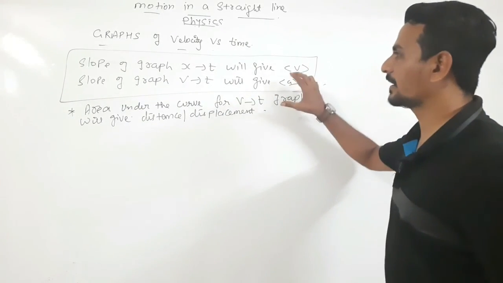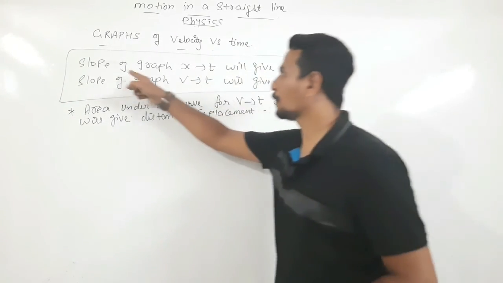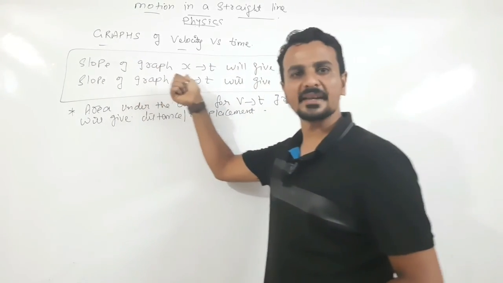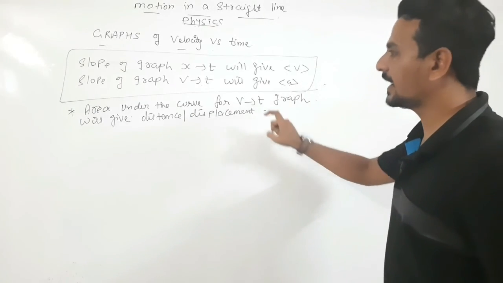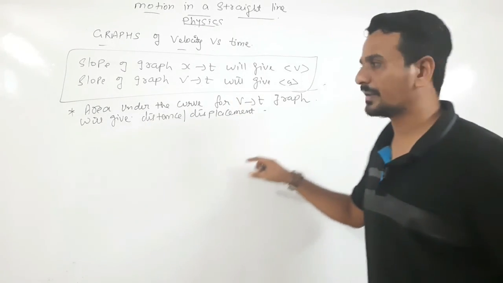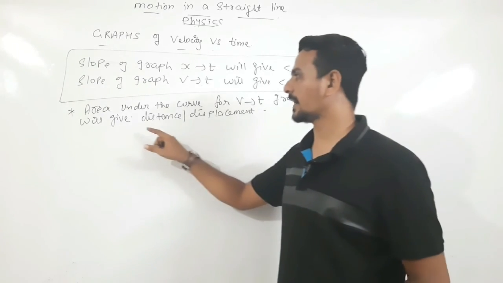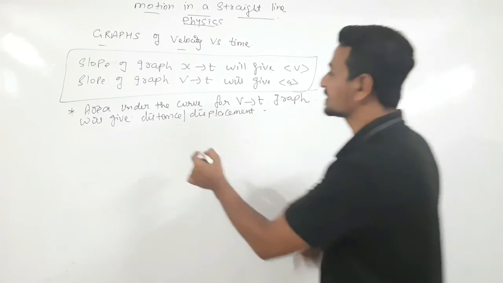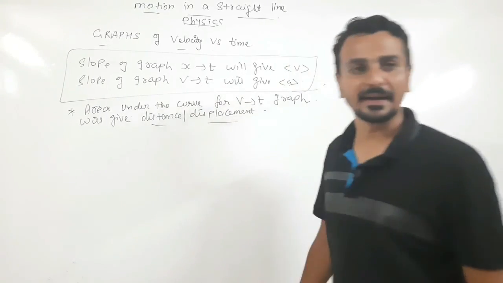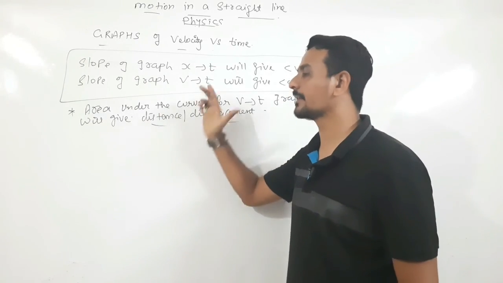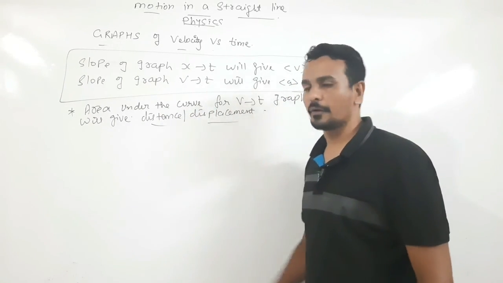So, see, these are the key points. The slope of graph x by t will give average velocity, slope of graph v by t will give average acceleration, area of the graph v by t will give distance or displacement, right? So, in the next video, we will be discussing how to calculate distance or displacement from the graph v by t, right? And what is the difference in calculating distance and displacement for the graph v by t.